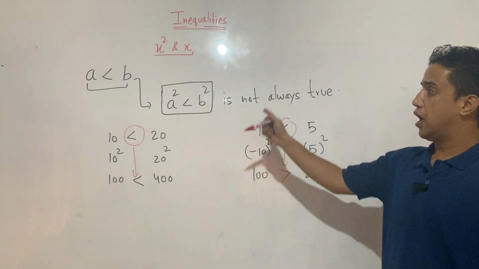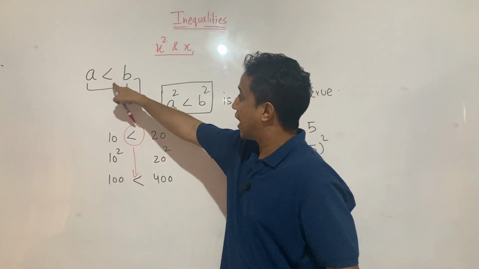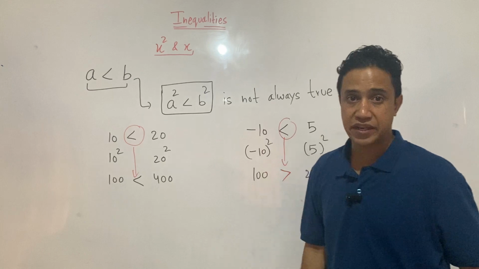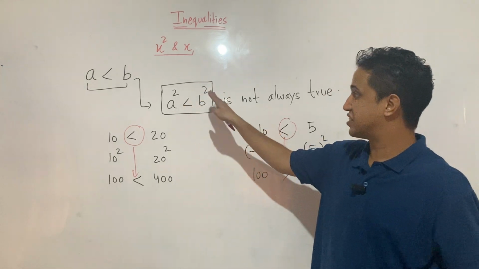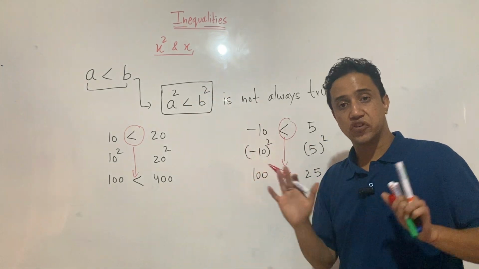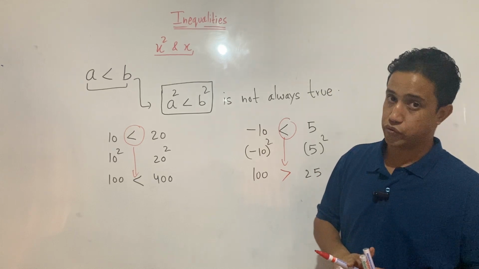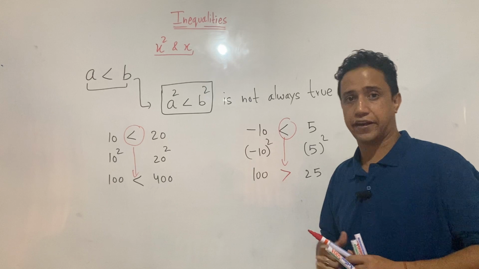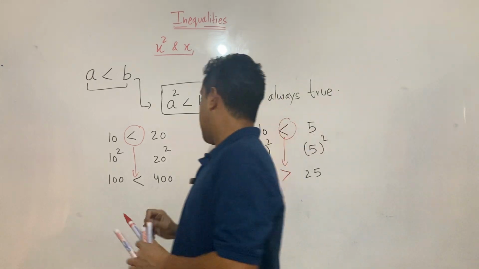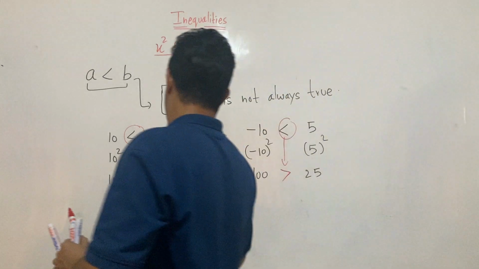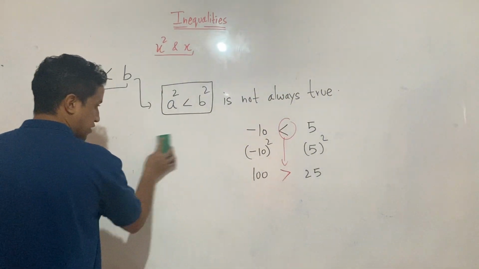same. So that's why I had told that if a is less than b, then a square is less than b square is not always true. It may be true, it may not be true. So we have to check. Understand? Now, let's take few more cases.